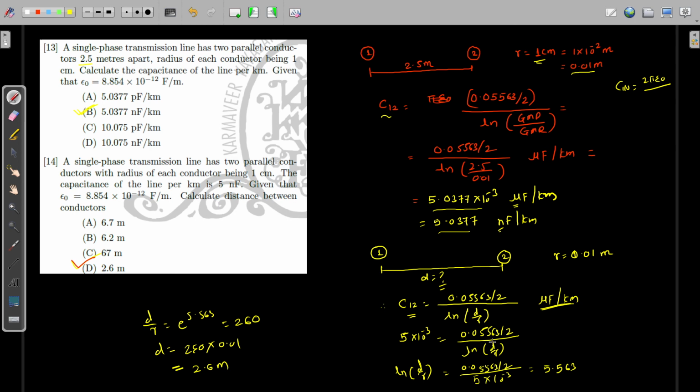So here what is the unknown? D is unknown, radius is known. So I have shifted this term over here and this term over here. If you shift this term, this will give you ln d by r equal to 5.563. So taking the exponential on both sides, ln will get cancelled, so d by r is e raised to 5.563, this will give you 260. So d is equal to 260 times radius 0.01, so it will give you 2.6 meter.